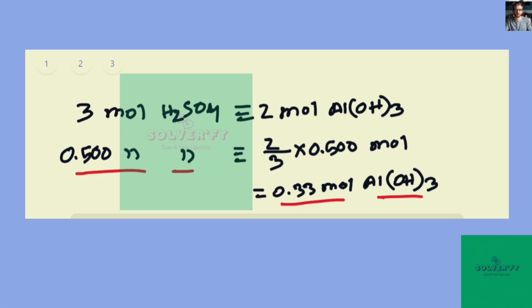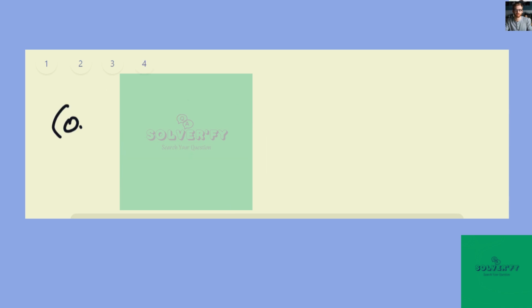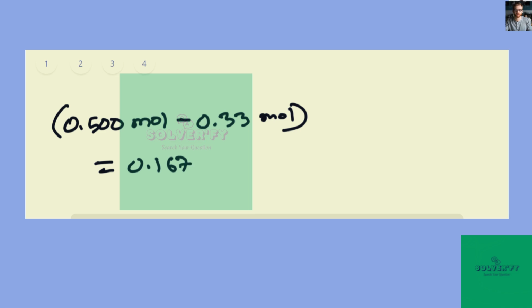That means the mole of aluminum hydroxide which will remain will be, since you are provided with 0.5 mole of aluminum hydroxide, the remaining amount will be 0.5 mole minus 0.33 mole, equal to 0.167 mole aluminum hydroxide. So this is the number of moles of aluminum hydroxide which will remain after the completion of the reaction.